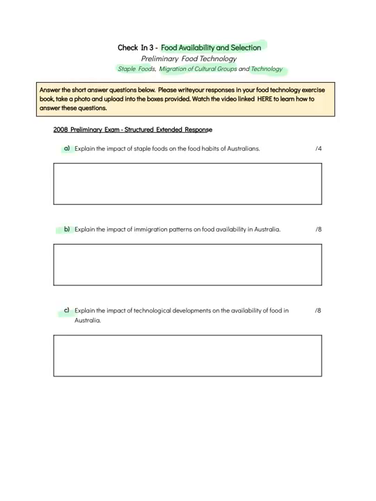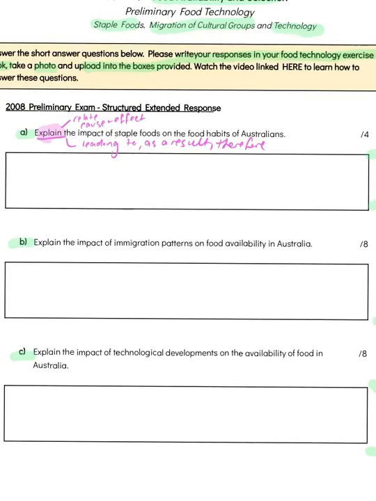Please make sure that you are writing your responses in your food technology exercise book. You take a photo of your responses and you upload them into the boxes that have been provided. Can you please also ensure that you rotate your work so that it is upright to ease for marking?